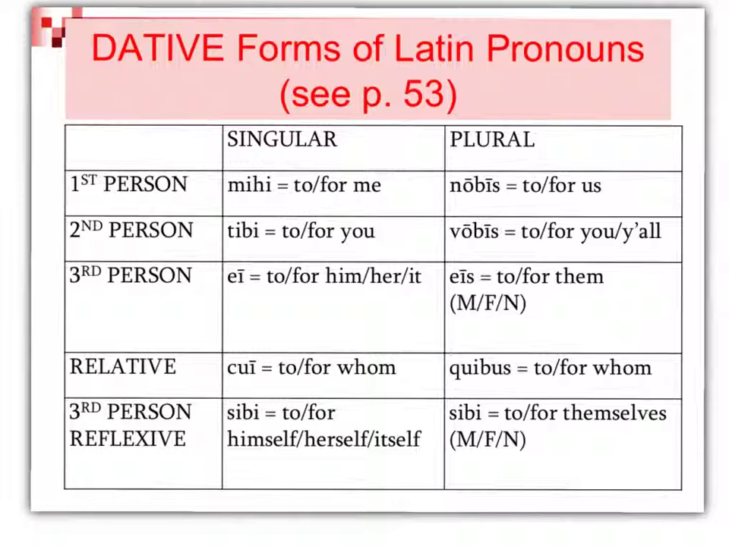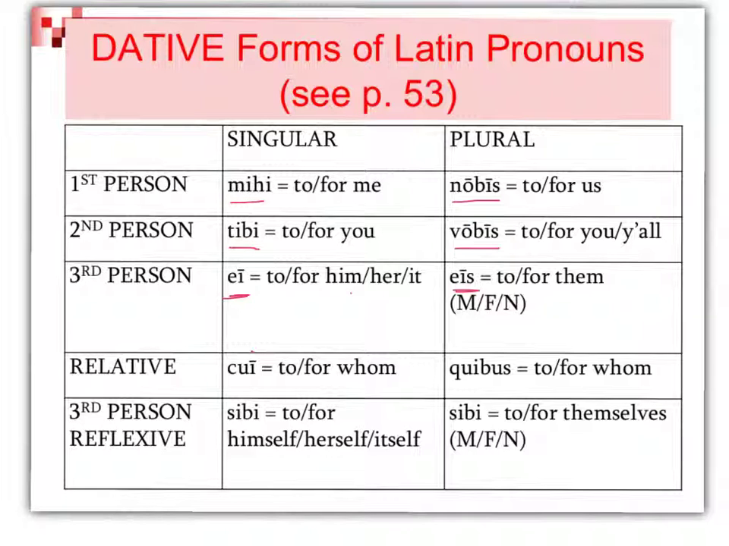Alright, here are the answers. Repeat the Latin after I say it. Mihi is to or for me. Nobis, to or for us. Tibi, to or for you singular. Vobis, to or for y'all, or you plural. Ei is third person, so to or for him, to or for her, or to or for it. And put an S on it, eis, that would be to or for them, all three genders.